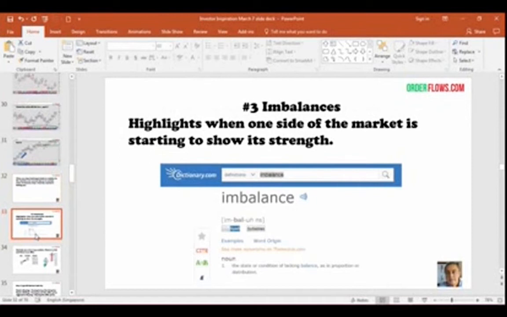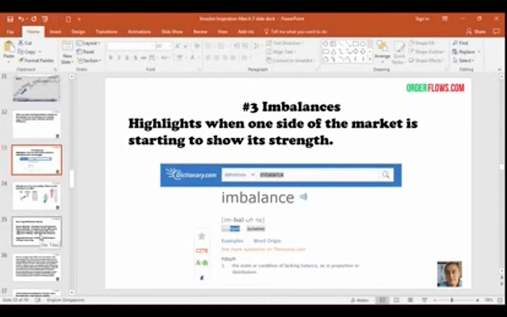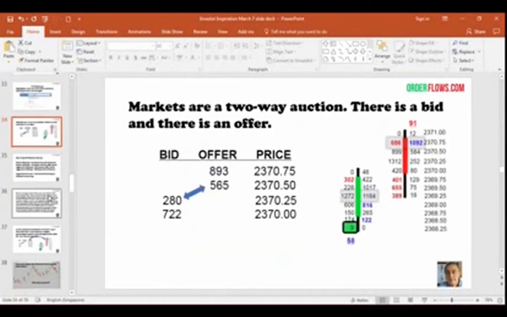But the third thing I want to talk about is imbalances. And imbalances, they highlight when one side of the market is starting to show its strength. And by definition, what is an imbalance? It's the state or condition lacking balance, obviously, as in proportion or distribution. Okay, so how does that translate into order flow?